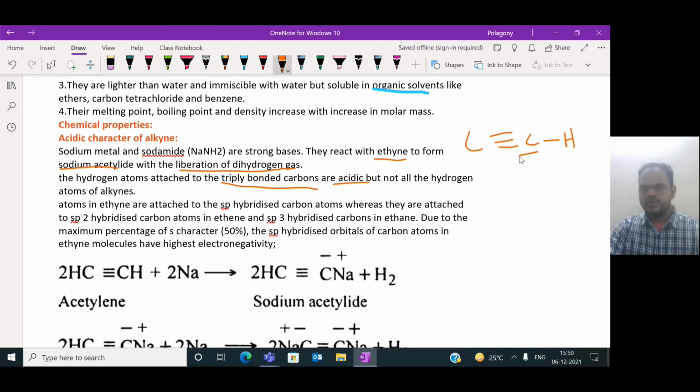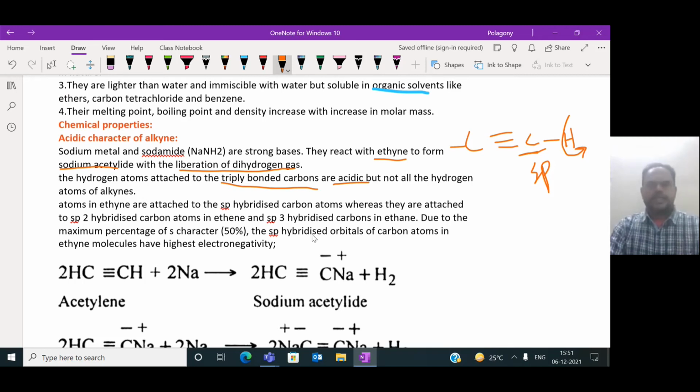This is the carbon that undergoes sp hybridization, and this carbon has a more electronegative tendency, withdrawing the sigma bond electrons, so the proton can easily be removed. That is the acidic property. This carbon has sp hybridization, and sp hybridization has more s character. Due to the more s character, it has more electronegativity and behaves like fluorine, oxygen, or nitrogen. Then the proton can easily be removed when it reacts with strong bases or with metals like sodium metal or sodamide.